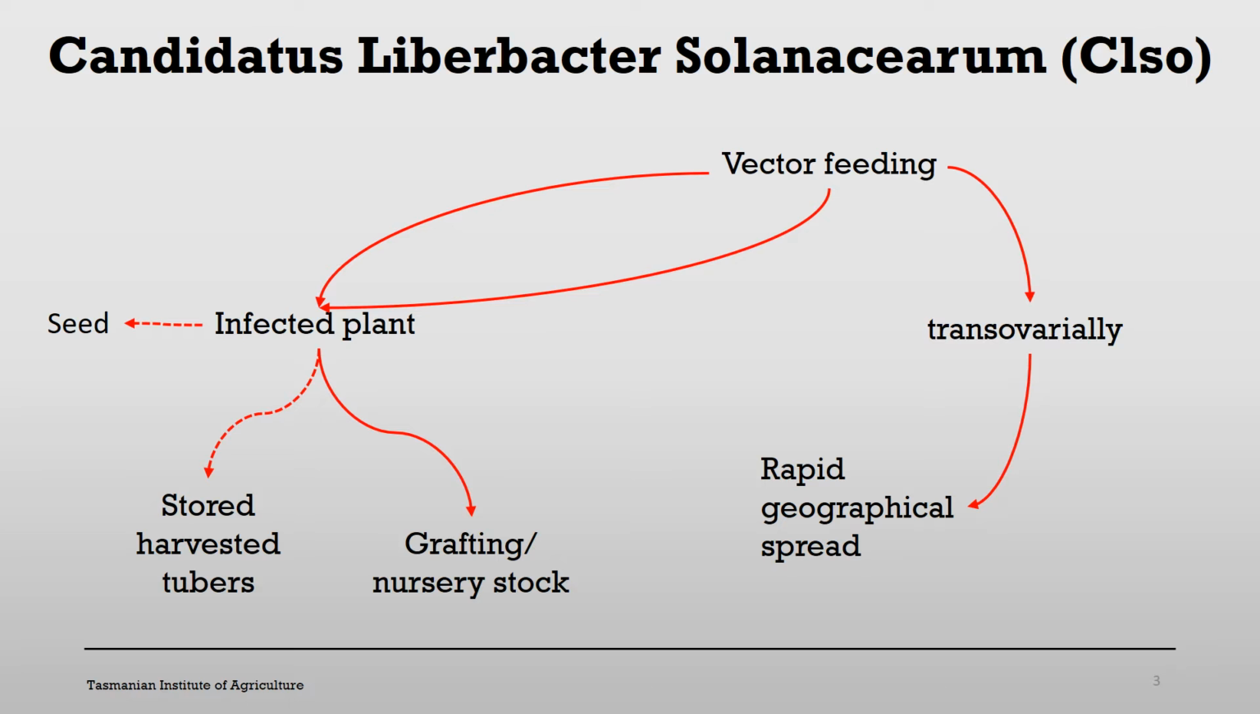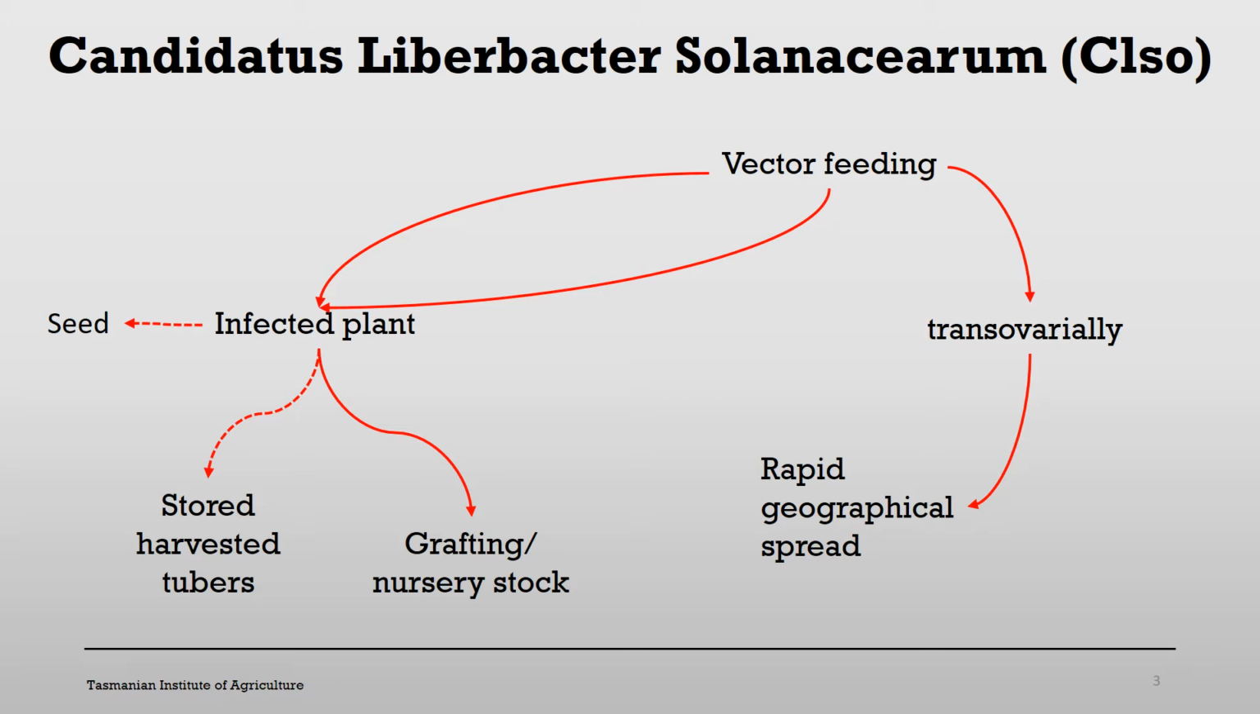Pathway 3 is through nursery stock and grafting. Movement of infected nursery stock can spread the bacteria, and if infected plants are grafted onto non-infected plants, the bacterium can be passed through. Pathway 4 is through the psyllid.